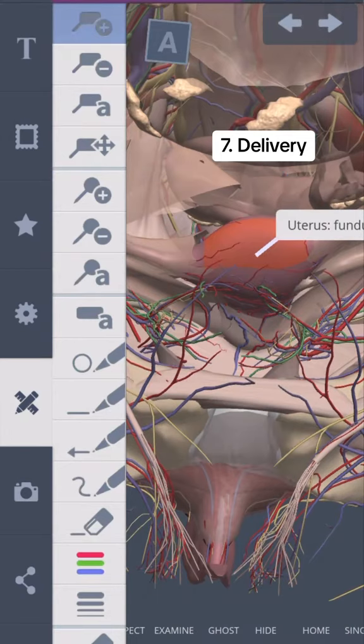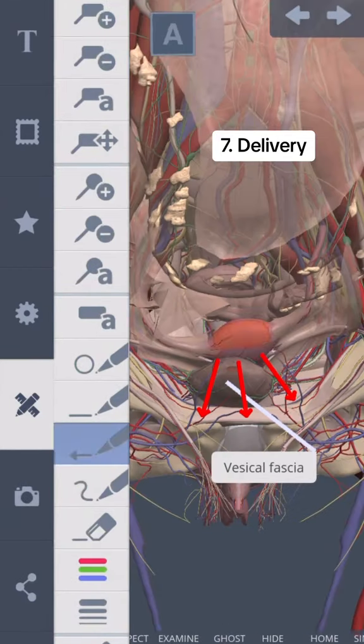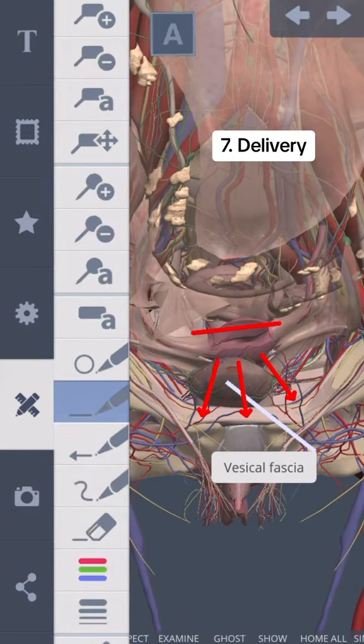To deliver the baby, the surgeon inserts their hands into the uterine cavity, lifting the fetal head into the incision and through the previously retracted layers.